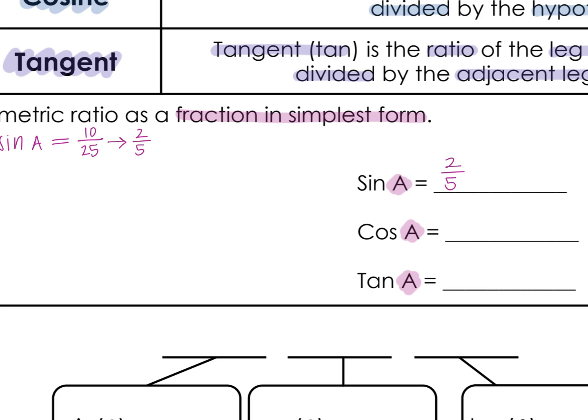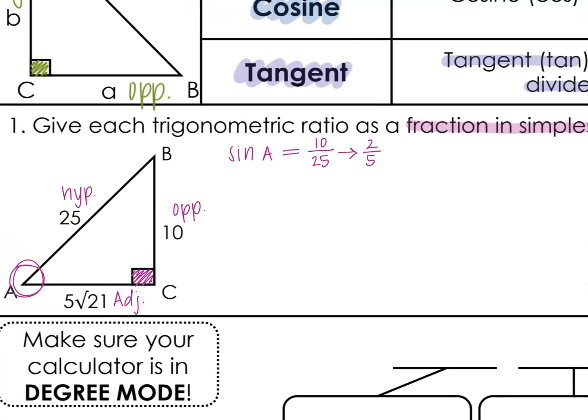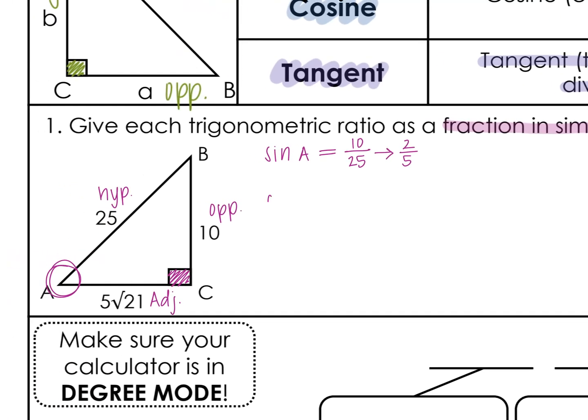All right, so now let's look at our cosine of angle A. For cosine, we're going to be dealing with my adjacent. So that would be that 5 root 21 over my hypotenuse, which is that 25 again. So remember, when it comes to simplifying your fraction with the radical in the numerator, we're just focusing on those outside numbers, so that 5 over 25 will reduce down to 1/5. And so we'll have root 21 over 5.